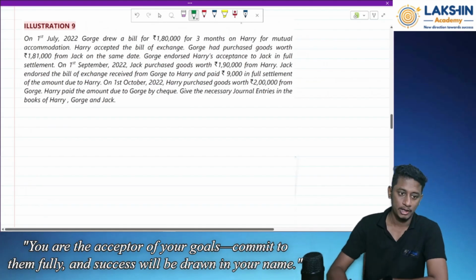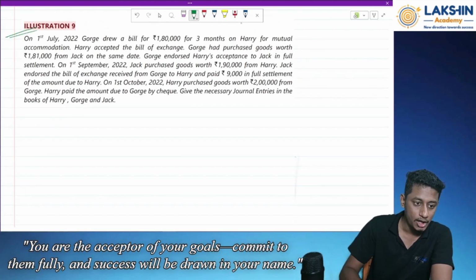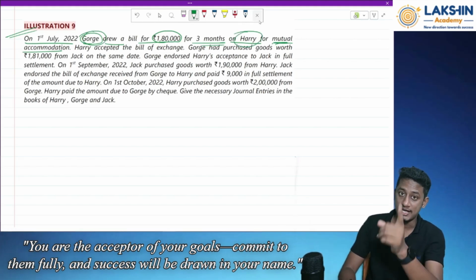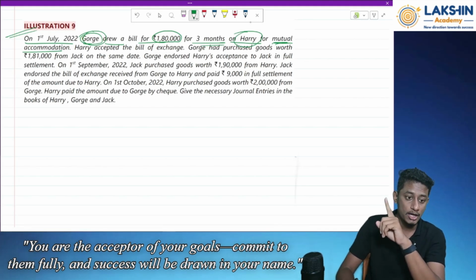Let's draw. So illustration number 9. On 1st July, George drew a bill of rupees 1,80,000 for 3 months on Harry for mutual accommodation. So for mutual accommodation, Mr. George has drawn a bill on whom? On Harry. George has drawn a bill on Harry, a fake bill, an accommodation bill on 1st of July.